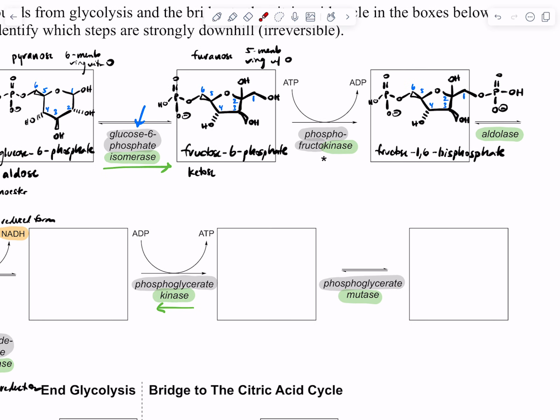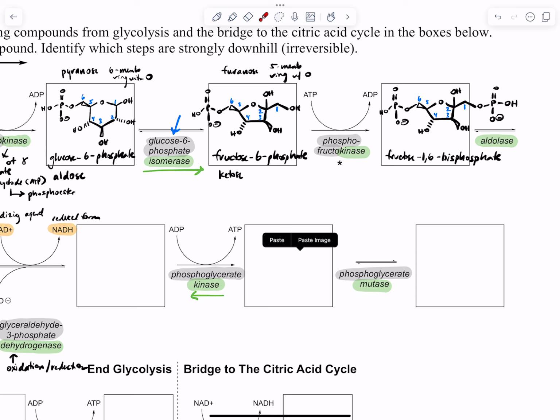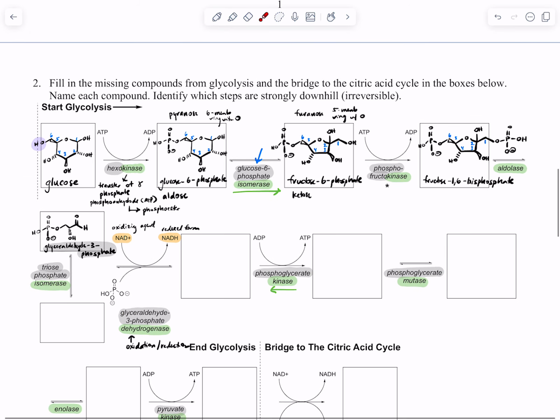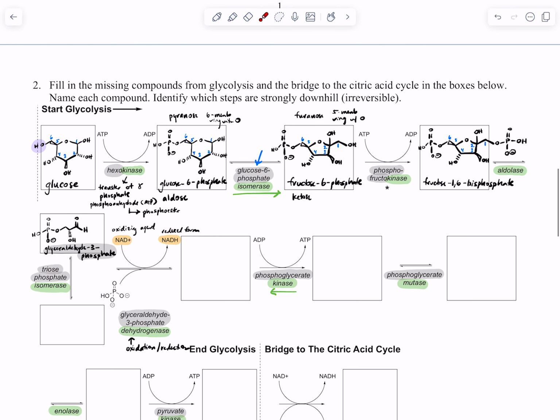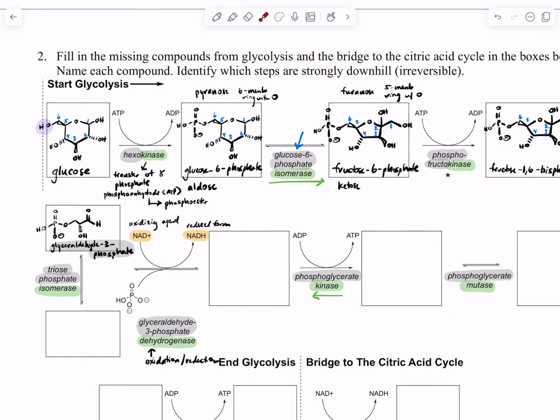And people have asked, do I need to draw the open chain form and or the closed chain form? Either is okay. I think open or closed chain is probably easier, but either is okay. If you draw the mechanism of this aldolase reaction, you have to go to the open chain form first, because the aldolase reaction happens on the open chain ketone form. All right, so what are my 2 products? I drew one of them, glyceraldehyde 3-phosphate.